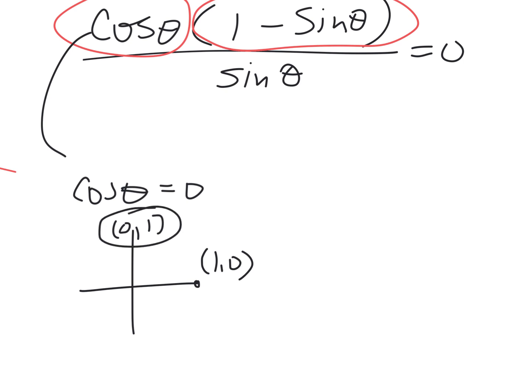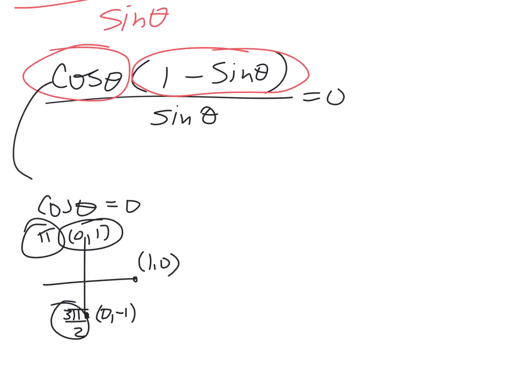So that's one of my answers, pi over 2. And the other one's down here. That's another spot where x is 0. Because that's at 0, -1. And so that's 3 pi over 2. So those two spots are answers. Pi over 2, 3 pi over 2. There's a chance that one of those will get thrown out later, but for right now, those are my answers.